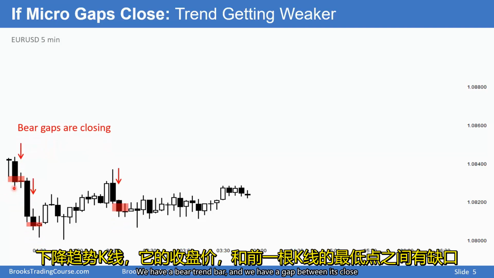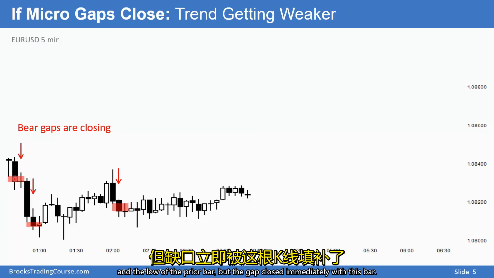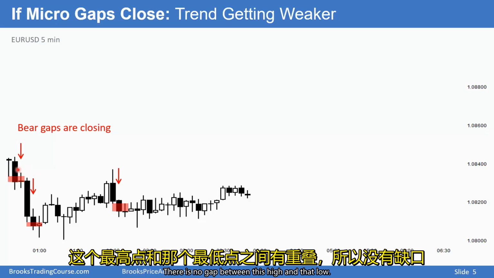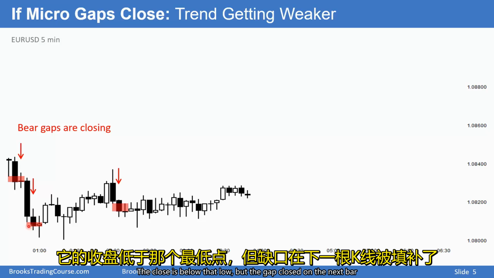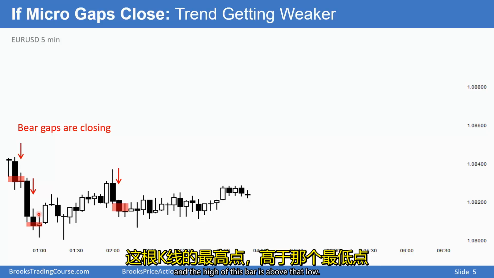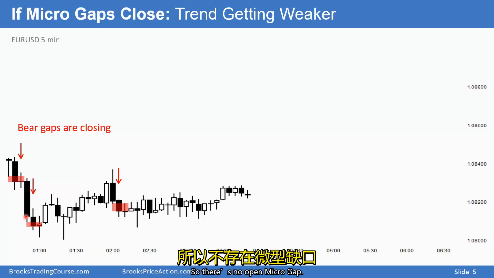We have a bear trend bar and we have a gap between its close and the low of the prior bar, but the gap closed immediately with this bar. There is no gap between this high and that low. We have another bear bar and another bear bar. The close is below that low, but the gap closed on the next bar, and the high of this bar is above that low, so there's no open micro gap.